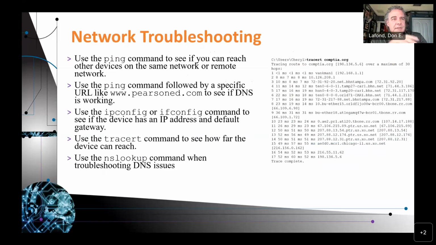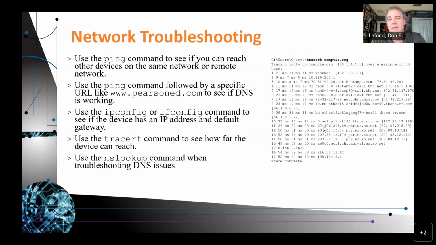Just do ipconfig /all to see all of the information. Use tracert on a PC to see how far the device can reach. It's tracert and then a space and then an IP address or a domain. And then it will give you each hop along the way. It'll tell you how long it took to get to each hop until it gets to the ultimate destination, and then it says trace complete.